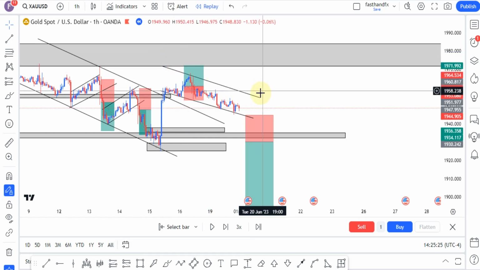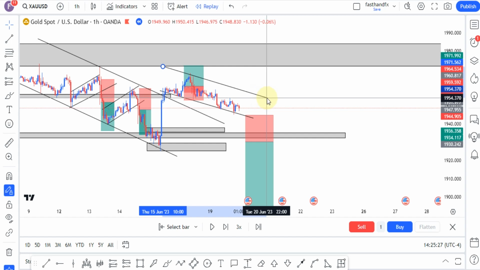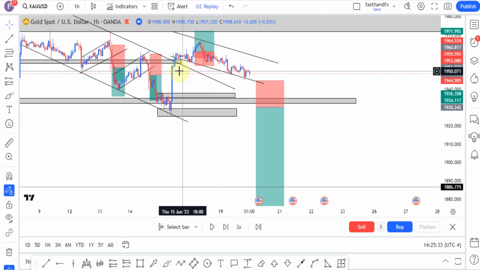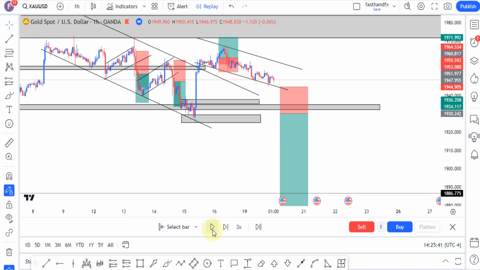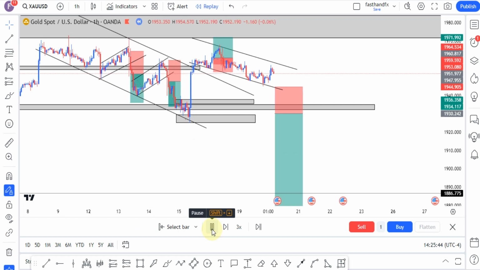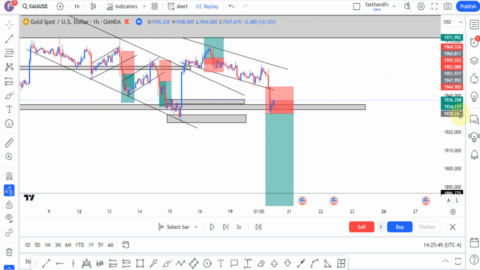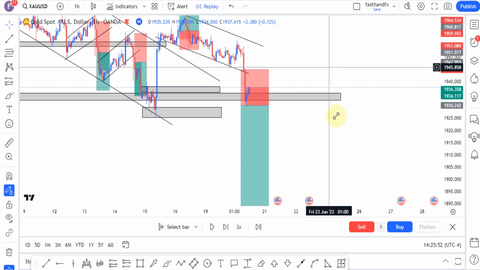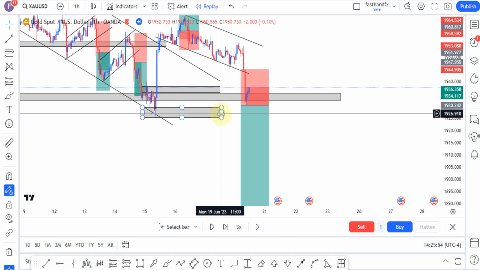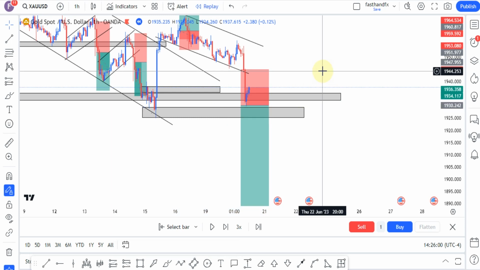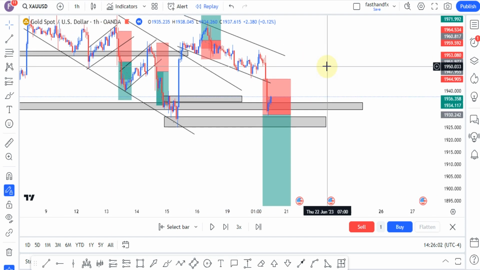So I told you guys, if the market breaks above this area, we are going up for buys. If it doesn't break above this area, then we'll be looking for sells. So let's see what happens. So the market came all the way down, but it has not broken below this area. So still we are waiting and letting it play out and see what it does.